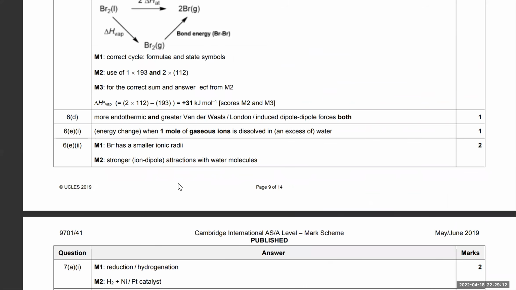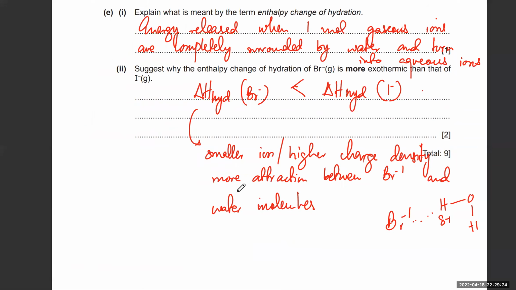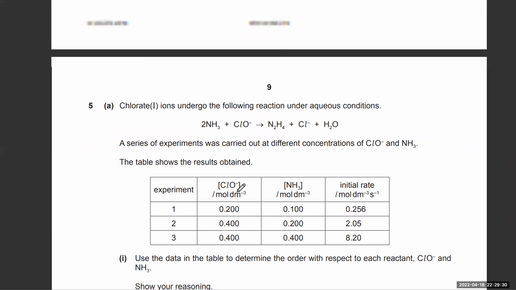For the first part, it was that gaseous ions dissolved in excess water have a stronger attraction with water molecules when they have a smaller ionic radius, a smaller ion, that's the same thing. So that is question number 6. We're going to move to question number 5 now, which is reaction kinetics.